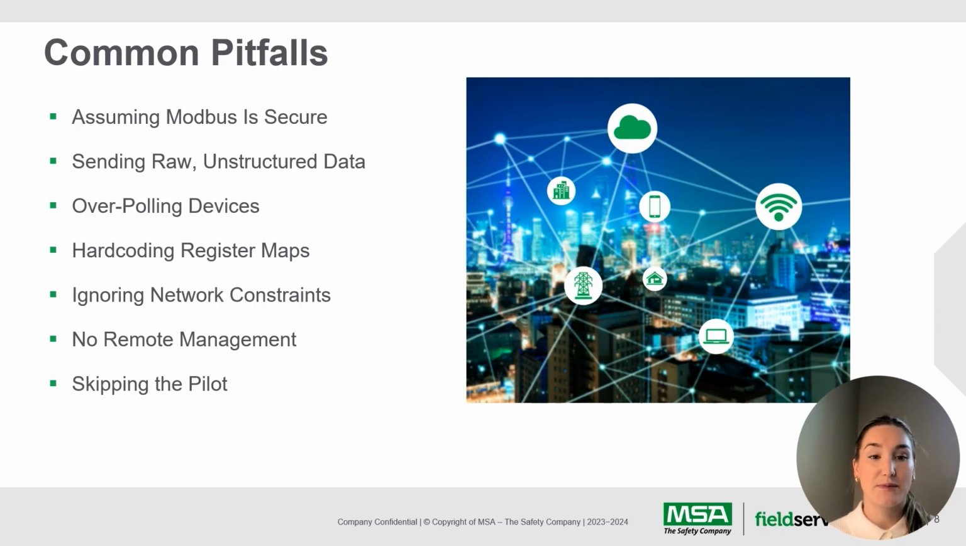The next one would be overpolling or overloading those devices. We see often that teams poll Modbus devices way too frequently, thinking more data is better. But Modbus is a polling-based protocol on a shared bus, so over-polling can actually clog the network, cause errors, or crash legacy devices. Instead, we want to configure the gateway to publish data only when it changes or crosses a certain threshold. That keeps bandwidth low and performance high.